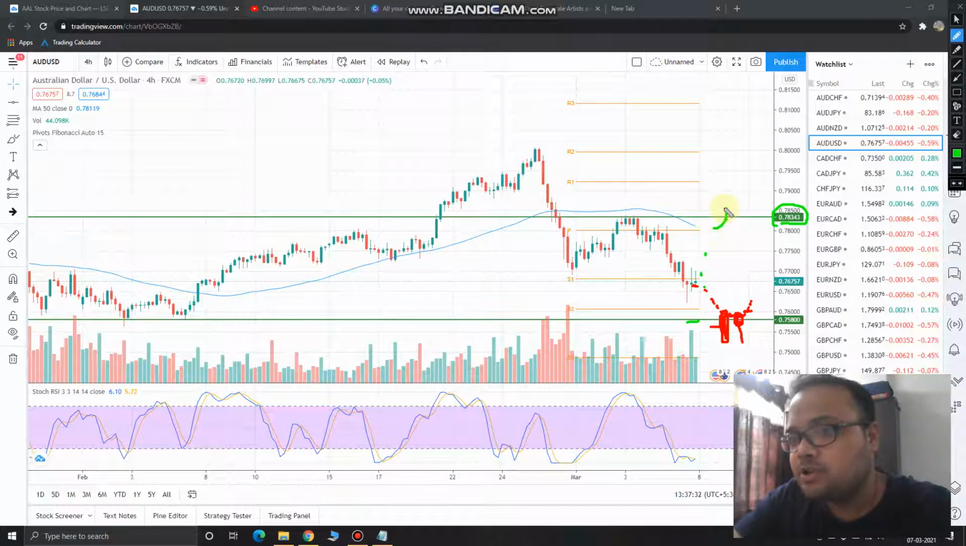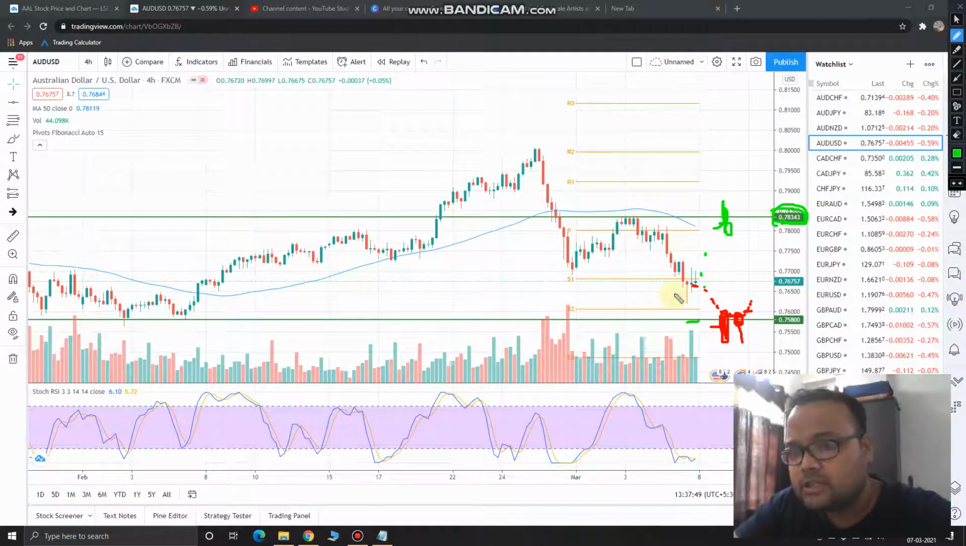If market fails to cross this level and market starts giving price rejection from above, and if you see a shooting star kind of a pattern and good price rejection from above, then you can short the market below this 7834 level. So these two are the important levels for the market.